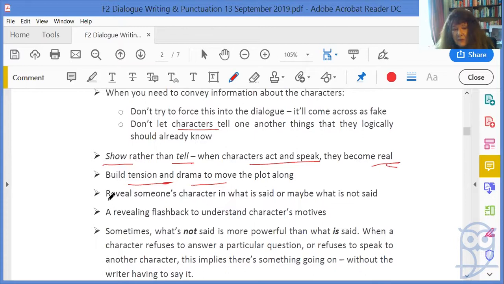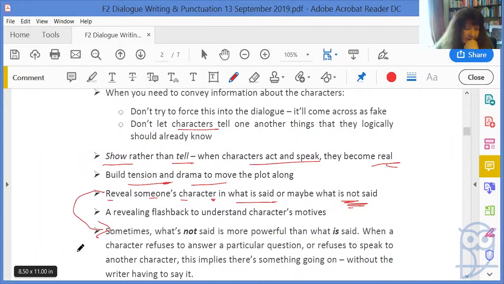Now, sometimes you can reveal someone's character in what is said or what is not said. Okay? This is like men in general who seem to have a built-in deafness thing. Because you often hear your mum saying to your dad, "Oh, darling, can you wash the dishes?" And then, of course, he hears nothing. He's got selective deafness. Okay? So this could happen with your character as well.